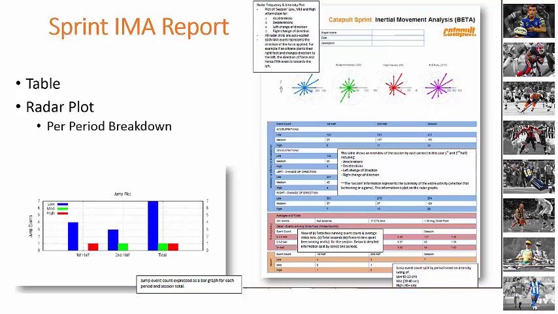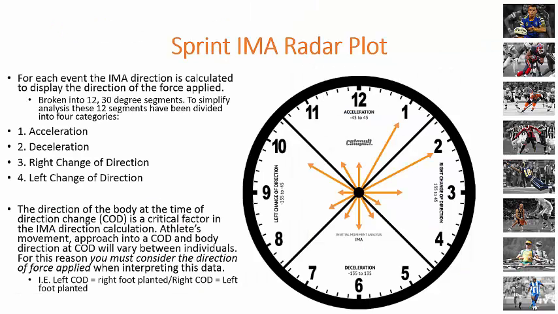So for example, if I have an athlete that plants their right foot and changes direction to the left, the direction of the force is going towards the left, hence the IMA movement would be towards the left. That's something to keep in mind, and we'll elaborate on that real quick. That radar plot can be analyzed a little bit further, and we see here that we've got 12 30-degree segments, simplified basically into a clock that's been divided into 4 categories: an acceleration, a deceleration, a left and a right change of direction. And again, it's all dependent on the direction of force.